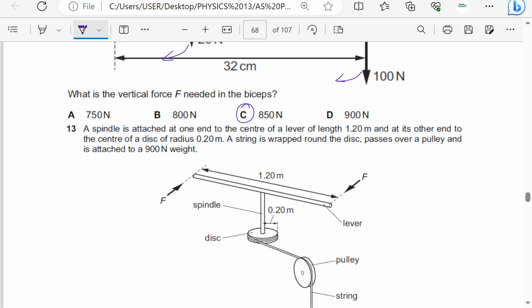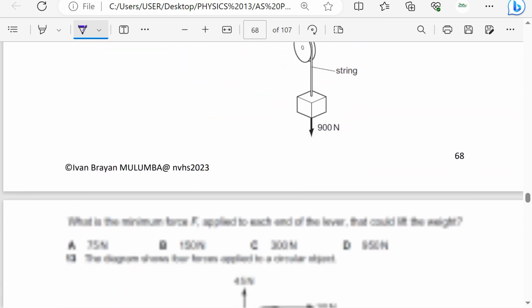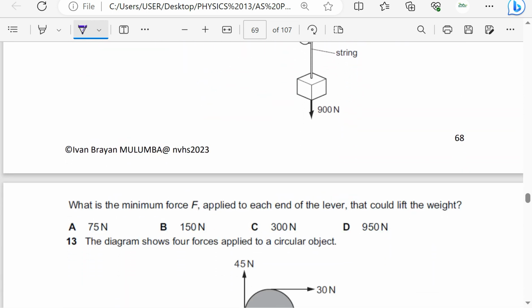The spindle is attached at one end to the center of a lever of length 1.2 meters and at its other end to the center of a disc of radius 0.2 meters. A string is wrapped around the disc, passes over a pulley and is attached to a 900 Newton weight. What is the minimum force F applied to each end of the lever that could lift the weight?